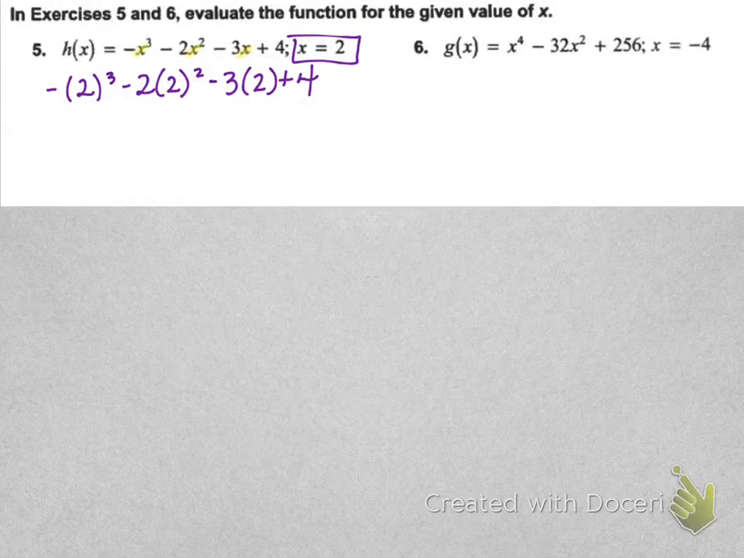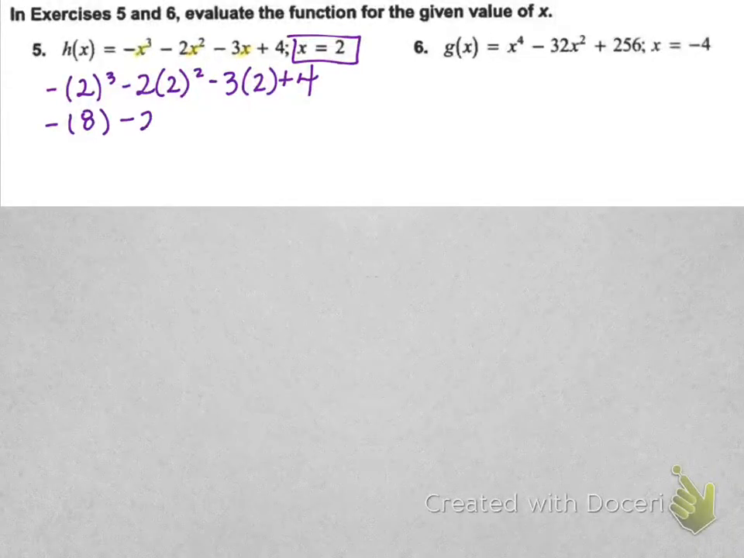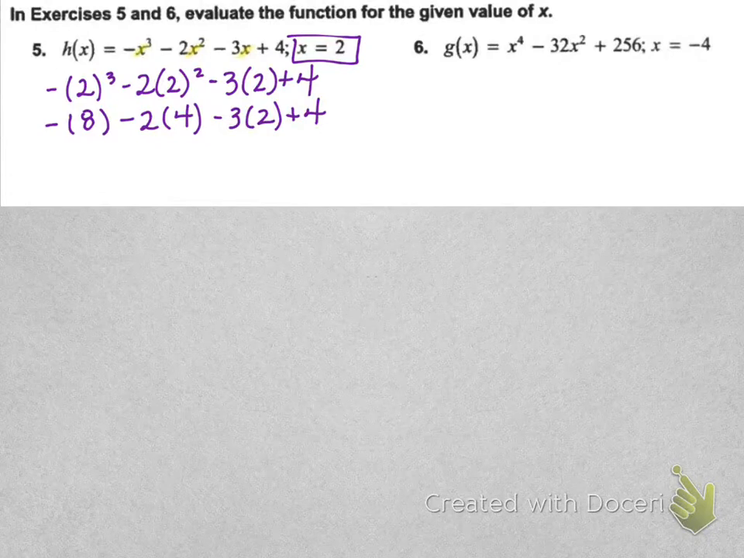So first things first, I'm going to do my exponents. Please note the negative is not part of this at the beginning, so we're going to put it at the beginning and leave it alone while we work with the exponents. 2 to the 3rd power is 8 minus 2 times 2 squared, which is 4. And then the next part is multiplication, so I'm just going to hold off on that for a second. Now that I'm done with this, I'm going to do normal multiplication.